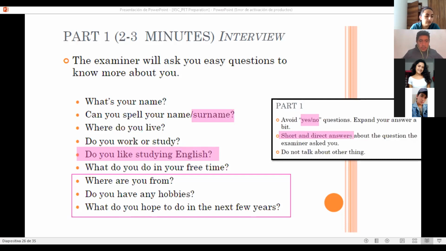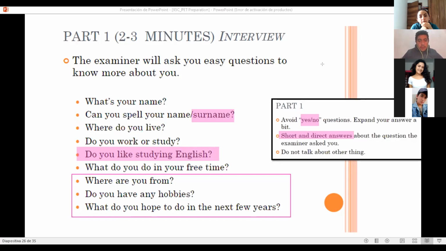Traten de ser un poco más completas, que sean un poco más completas o extendidas sus respuestas. Incluso cuando les preguntan su nombre, ¿no? Algo que sí deben saber al dedillo, que los estudiantes que les ha tocado conmigo en los primeros niveles saben, es que deben saber deletrear al revés y al derecho su nombre y apellido. Okay, that's a must. Eso es algo que se tiene como una obligación, por así decirlo. Saber deletrear nombre y apellido.